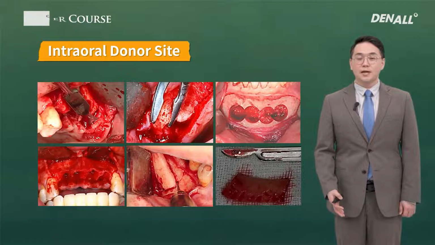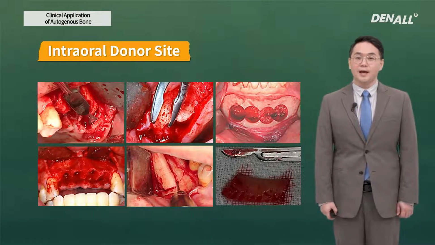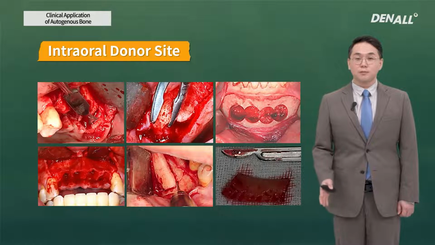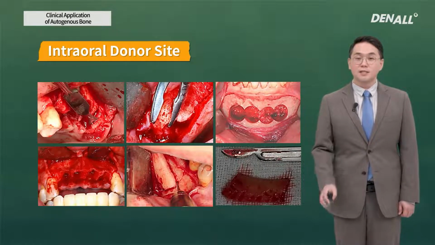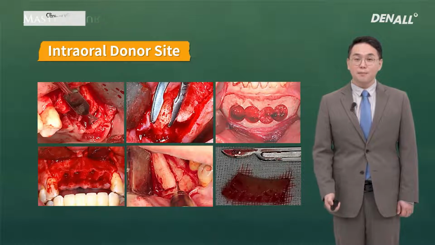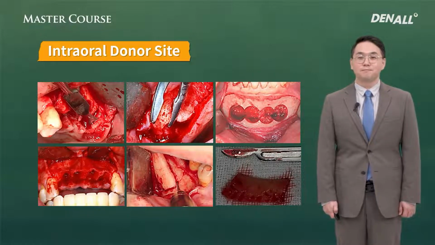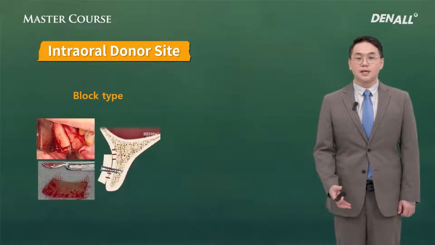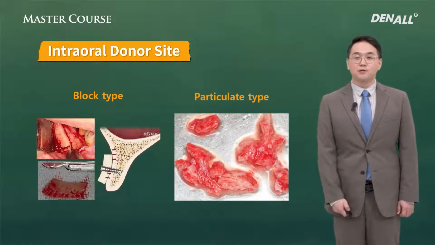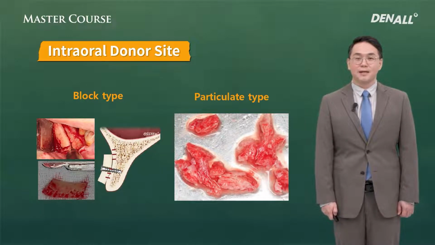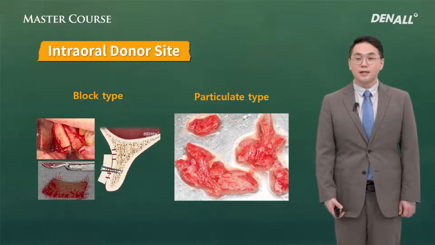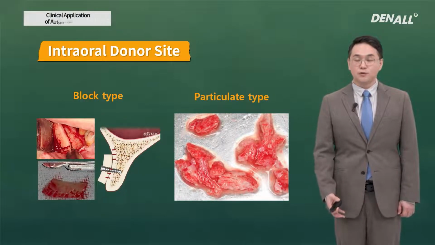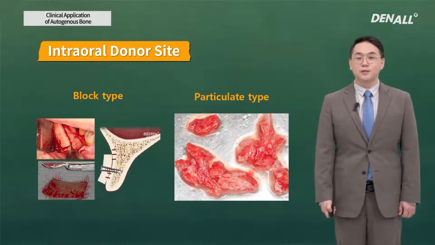Near the implant placement site, if you find bulged bone or an easy to access maxillary tuberosity, they can be easily harvested. Depending on how autogenous bone is harvested, we can divide it into the block type and the particulate type. If it is harvested as a block type, it should be fixed with a screw. If the type is particulate, you can mix it with other graft material or it can be used in a layering technique.